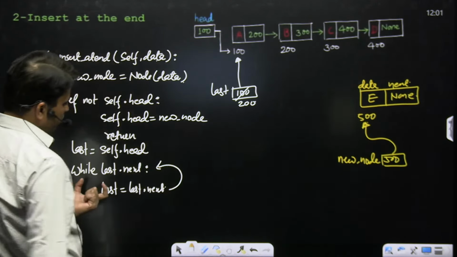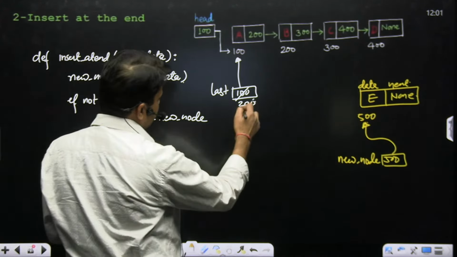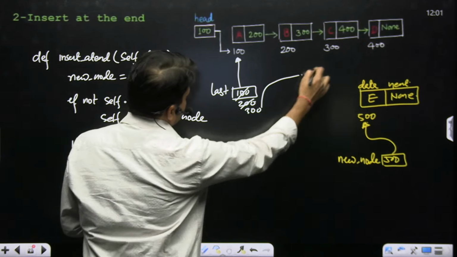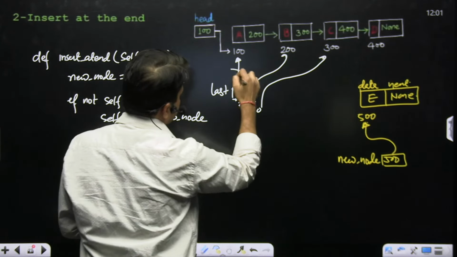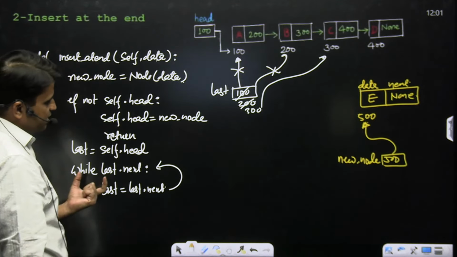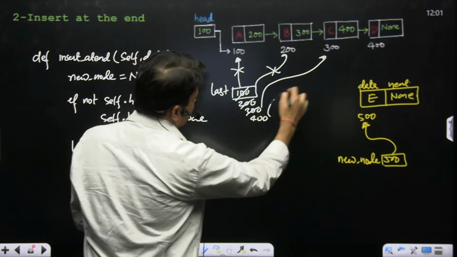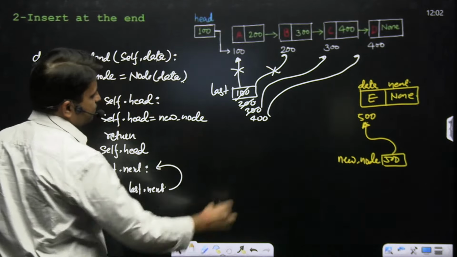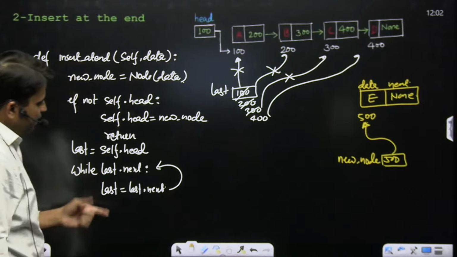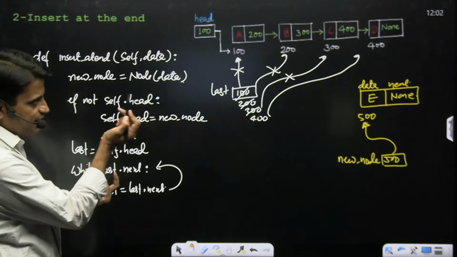Again, go to this loop and check last.next not equal to None. Yes, 300 है. So last equals last.next. Yes, sir, this is 300. Okay, this one is pointing to this one. And again, go to this while loop. Last.next not equal to None. Yes, and last equals last.next. So it will be 400. Condition true. So this is pointing to this one. Okay. And again, last.next not equal to None. No, sir, last.next is None. So you are set at the last node.